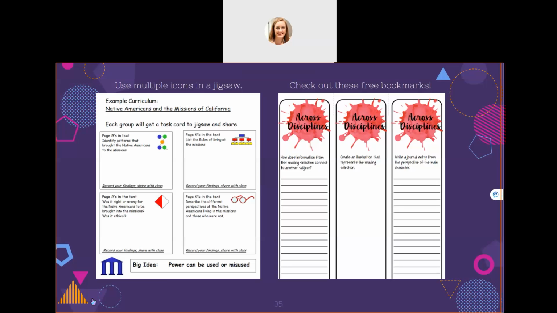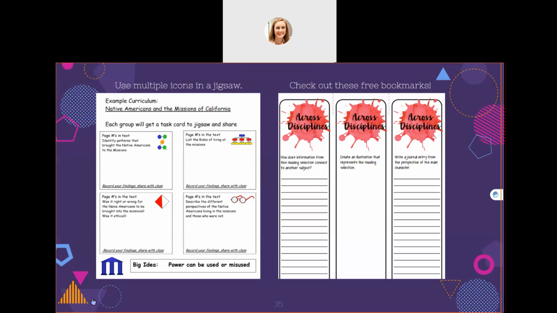And then look at the bookmarks on the right. These are free, so you can link to this and get these bookmarks for yourself. Each bookmark has a different icon that they're focusing on, and so this one is across disciplines. And the bookmarks just say, how does information from this reading selection connect to another subject? Create an illustration that represents the reading selection. Write a journal entry from the perspective of the main character. So they're task embedded. Great.